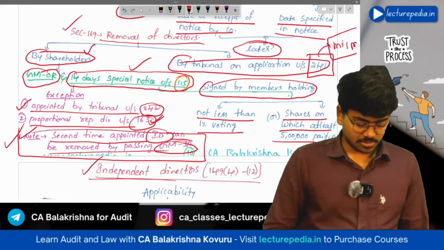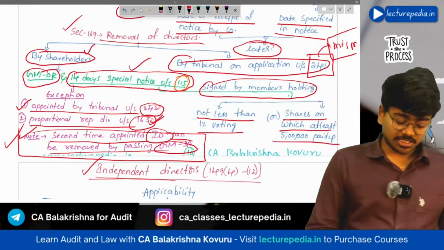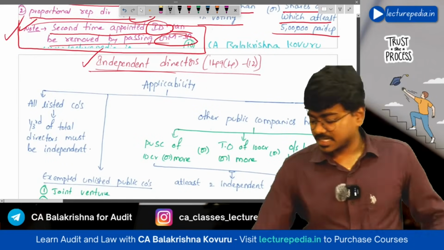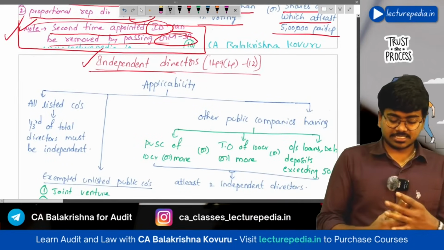So by this we have completed section number 169. Almost all the sections are completed except independent directors concept. Now we will discuss independent directors.